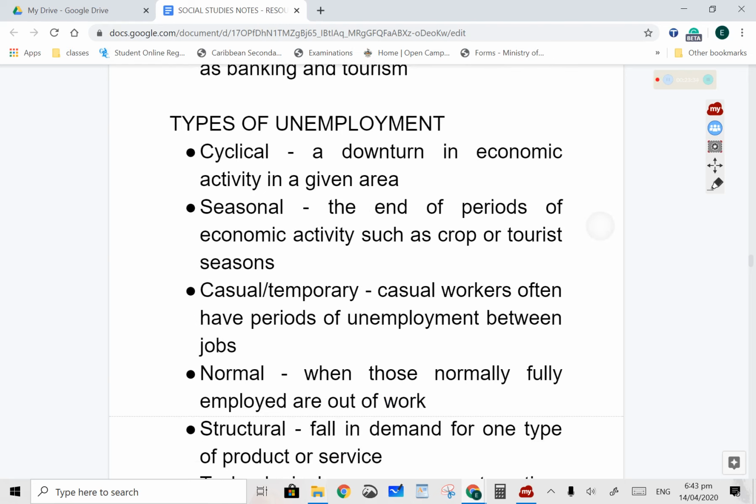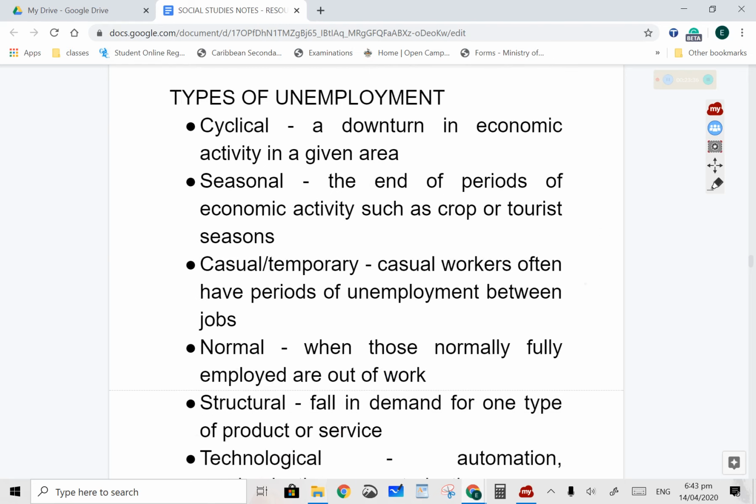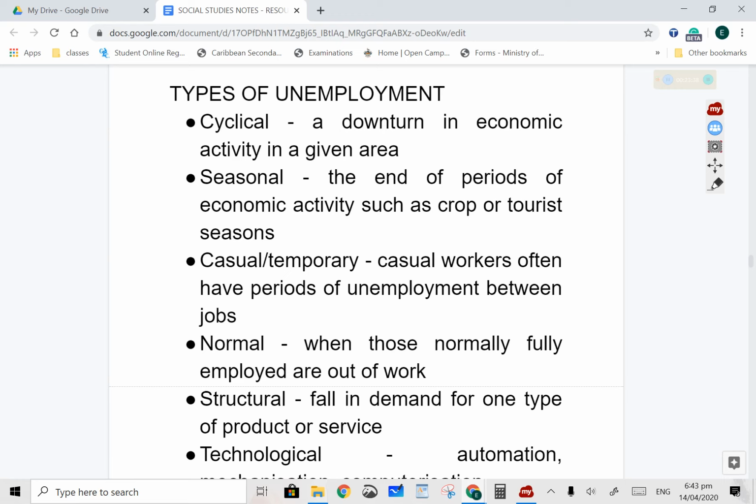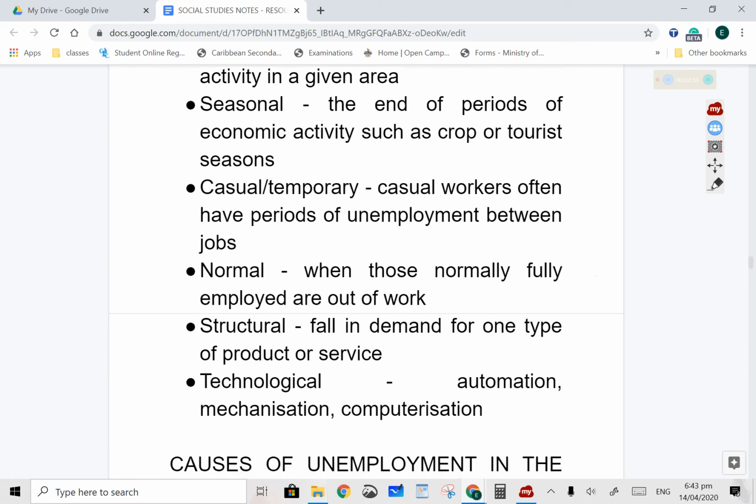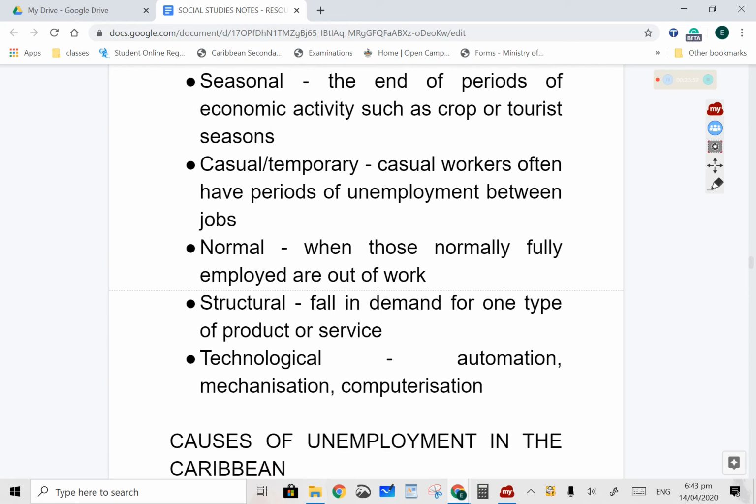Okay, so types of employment. You have cyclical, a downturn in economic activity in a given area. This happens sometimes with tourism, as well as seasonal, which deals with tourism as well. The end of periods of economic activity such as crop or tourist season. So if somebody is dealing in a certain crop and it only bears at a certain time of the year, they will have seasonal employment.